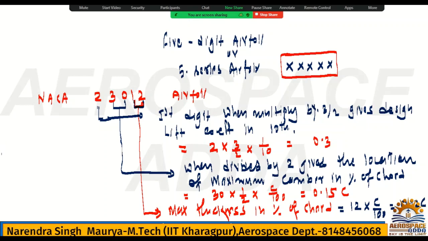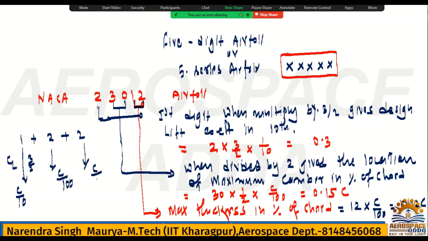The conclusion of the 5 digit is very interesting actually. The combination, if you check, is like 1 plus 2 and 2: first digit single you have to take, second and third digits combined as 2 digits, and again 2 digits you have to take. From the first digit you get CL, by multiplying it by 3 by 2. Yes or no? And it is nothing but P by 10. Second, it gives the location of maximum camber, so it is percentage of chord, and this is also percentage of chord, which is nothing but maximum thickness. So just take a photographic memory of it, and once you see it, automatically you will understand. It's not a difficult thing.